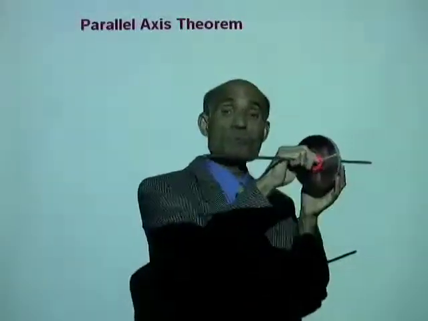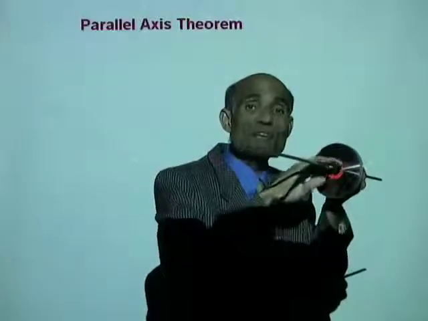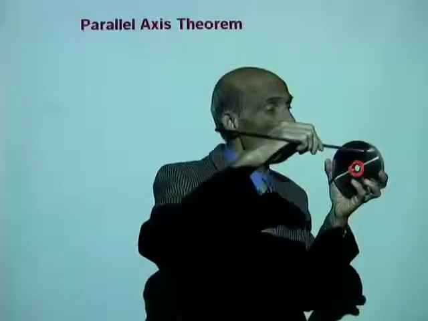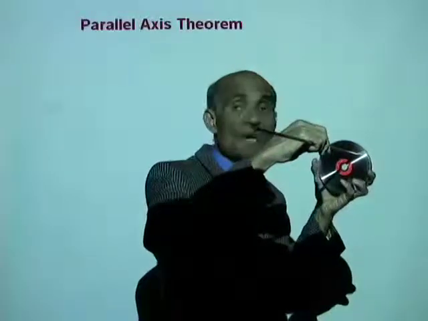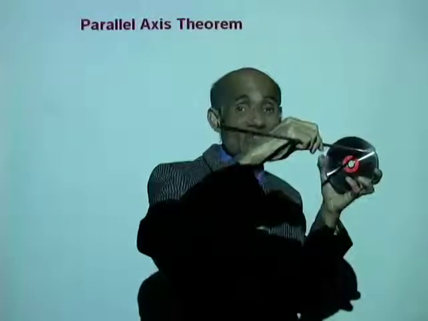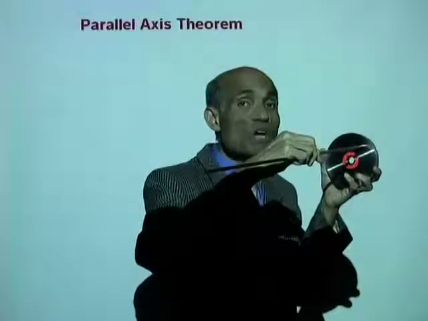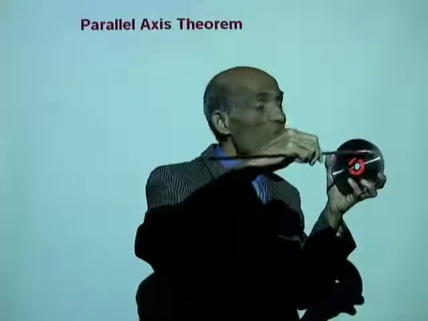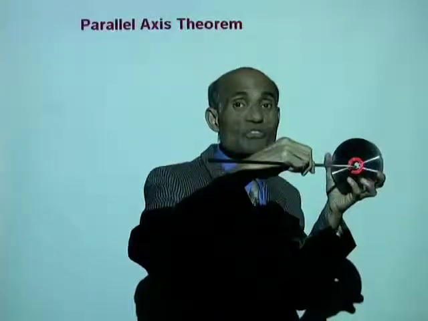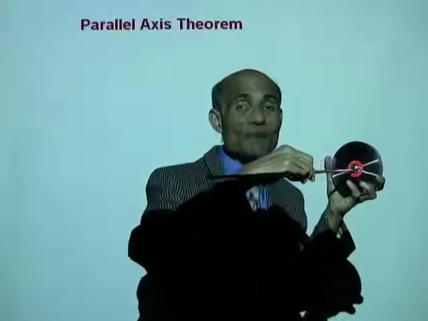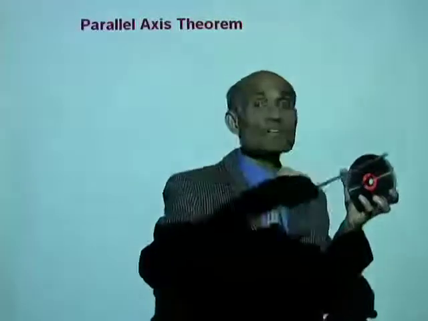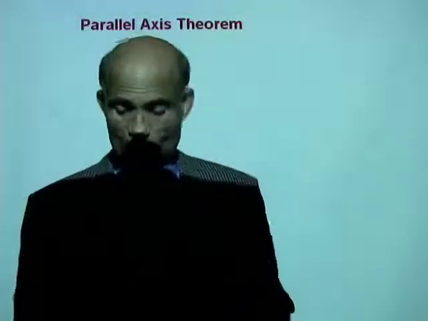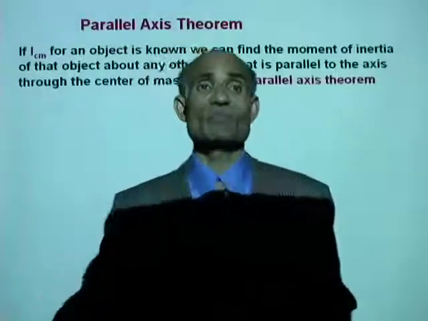Okay, if you know the moment of inertia about an axis through its center of mass, then you can find the moment of inertia of that object about any other axis, as long as you know the perpendicular distance between the new axis and the axis that passes through the center of mass. Alright? And that is what the parallel axis theorem gives you. Alright, let's have a look at what the parallel axis theorem says.